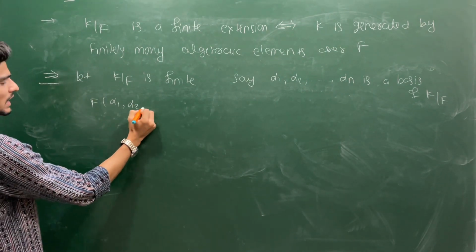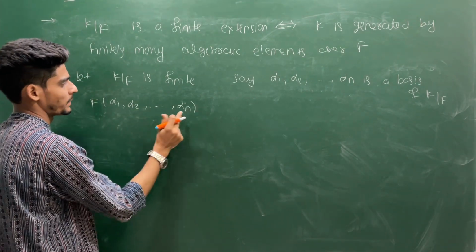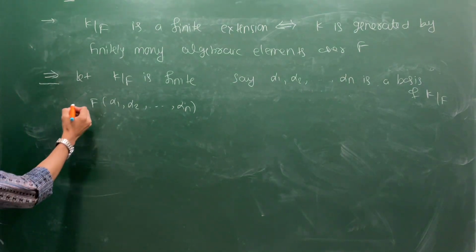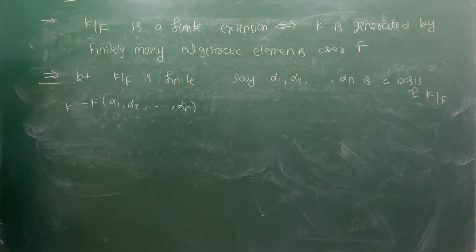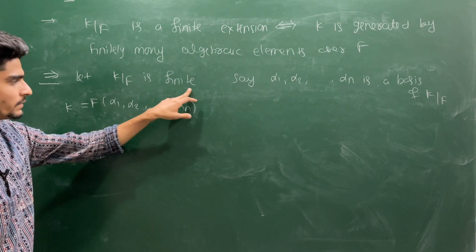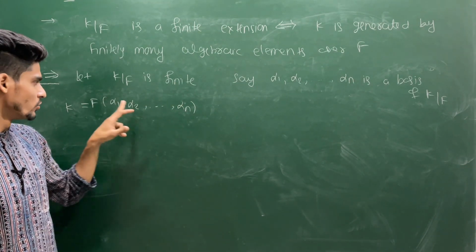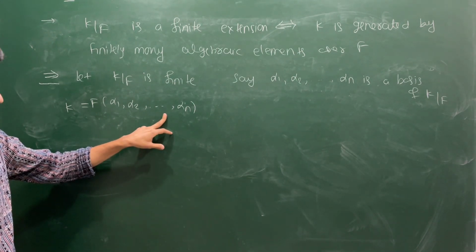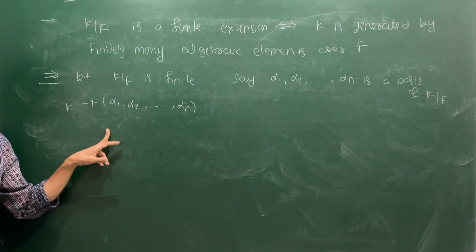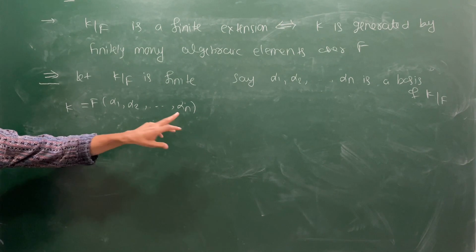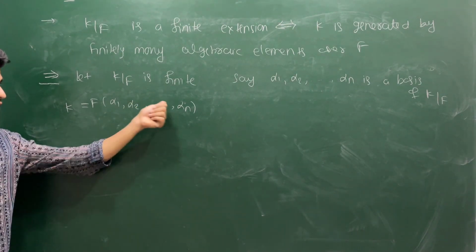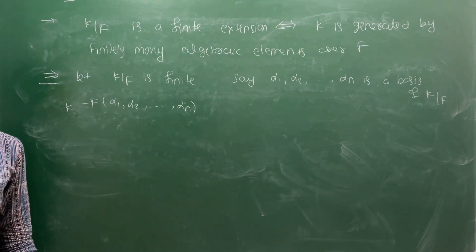Once it is a basis, you can say this: F(alpha 1, alpha 2, up to alpha n). This is your K. This is a finite extension. So this is an extension which is generated by finitely many algebraic elements. What remains to show? Each alpha i is an algebraic element over F.